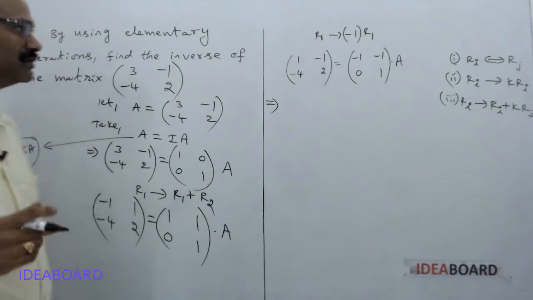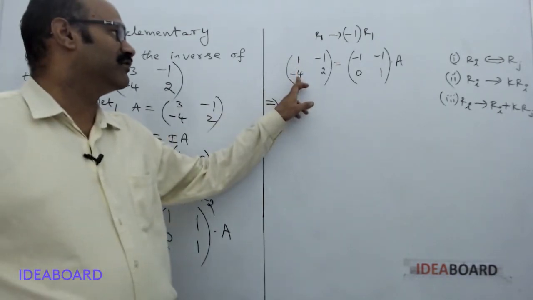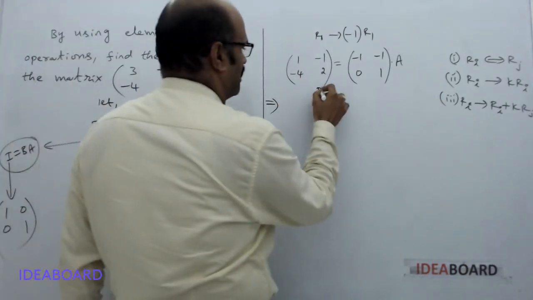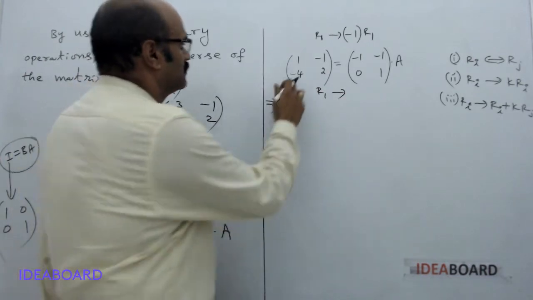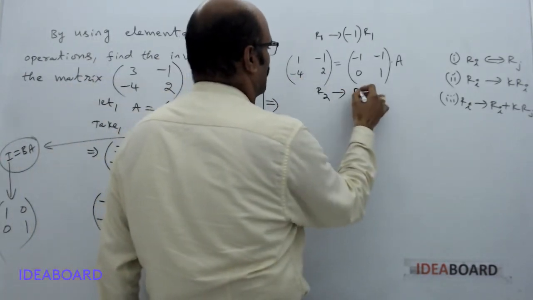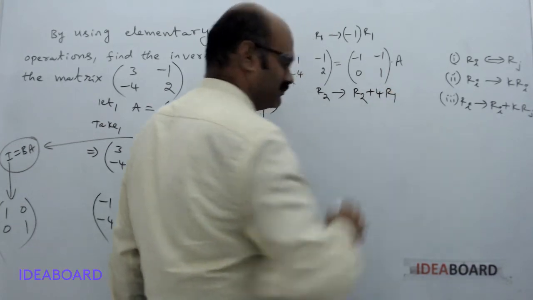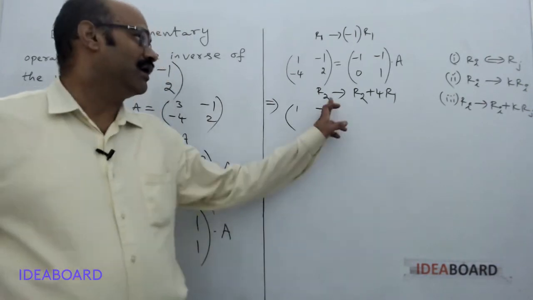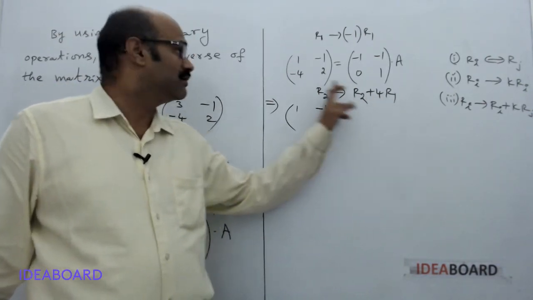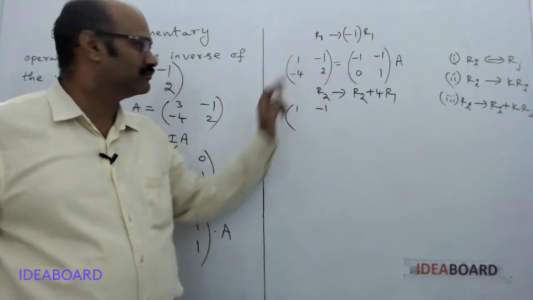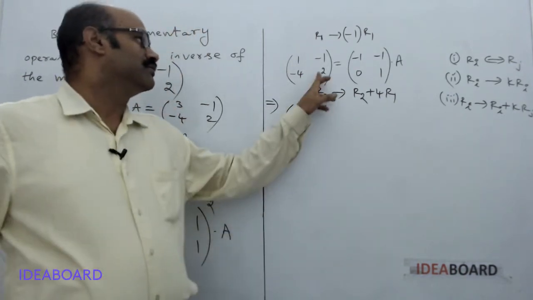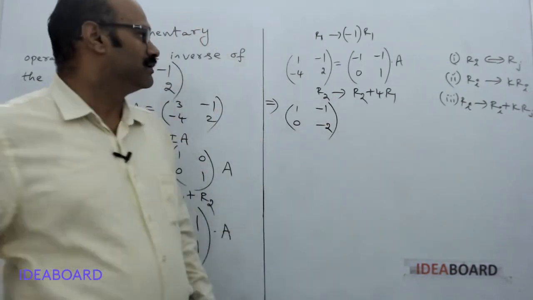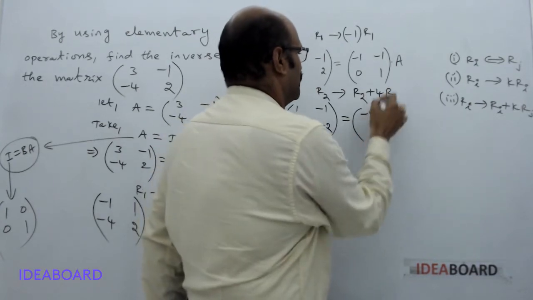It implies we have, now 1, here we have to get 0 here. So to get 0, we should take R2 implies R2 plus 4 into R1. So that it becomes R1 no change, 1 minus 1. R2 implies R2 plus 4 into R1. Minus 4 plus 4, 0. 2 minus 4, minus 2, equal to minus 1, minus 1.